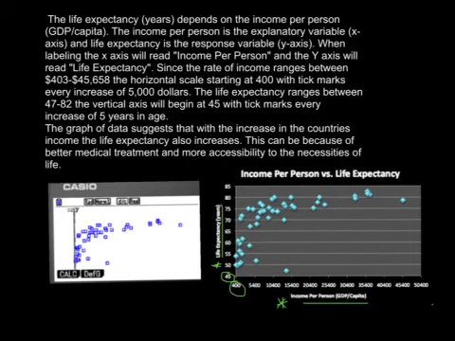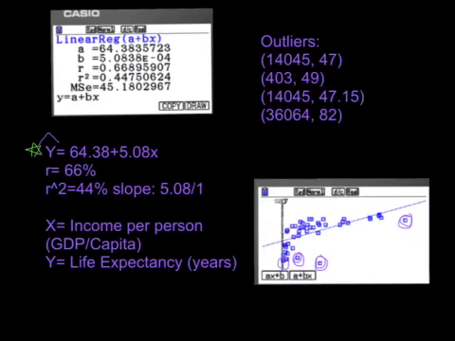This graph in particular shows a positive, strong correlation with very few outliers. This proves the hypothesis that an increase in income per person will increase the life expectancy of people. This right here is my equation of the line. Y hat equals 64.38 plus 5.08x. The R value is 66%, and these right here are my outliers.